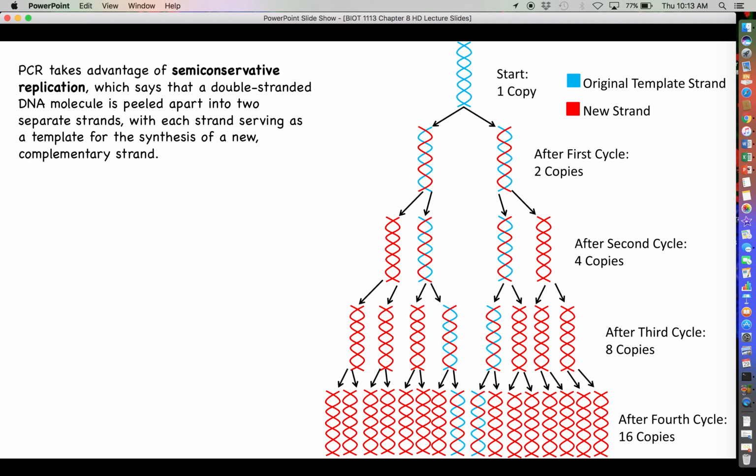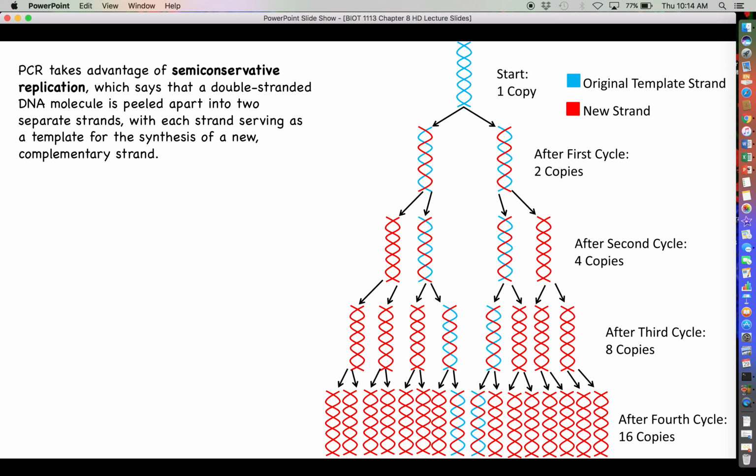So what PCR is taking advantage of is something that we've already talked about before, the idea that DNA replication is what we call semi-conservative. So what that says is that if you start with your original template DNA, which is double-stranded here in blue, if we peel that apart, then each of those single blue strands on the left and on the right can serve as the template for making a new complementary strand. And that's exactly what we're going to do with PCR. So one strand will bind to the 5' primer, and we'll use that to make a complementary strand there. The other strand will bind to the 3' primer, and we'll make a complementary strand there.